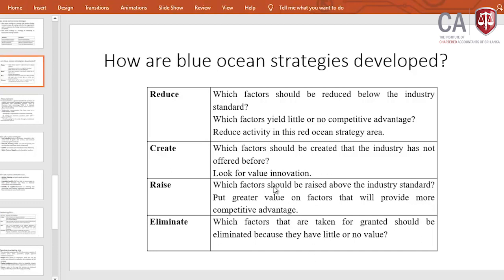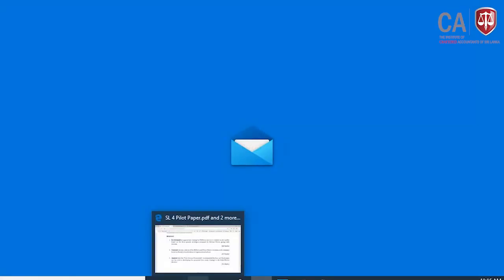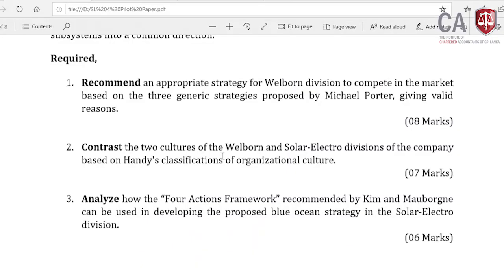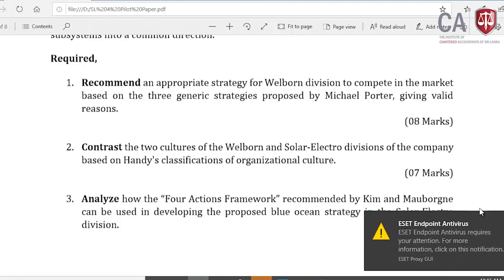So, this is the theory part. Now, we look at the questions also. Now, what is the requirement here? Analyze how the 4 action framework recommended by Kim and Mauborgne can be used in developing the proposed blue ocean strategy in the Solar Electro division. Do you agree with that?